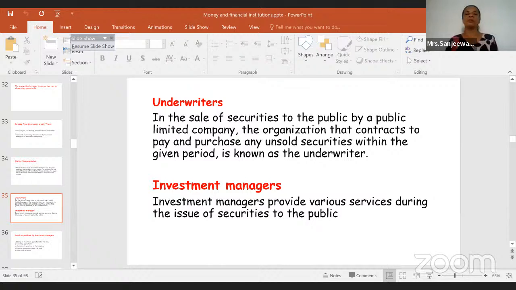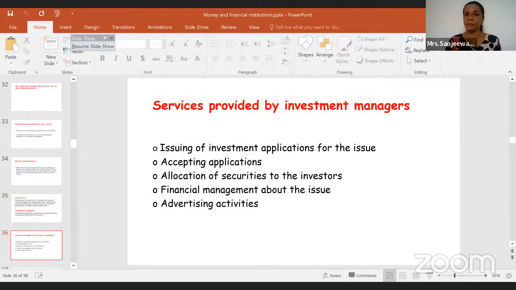All right. So then who are investment managers? Investment managers provide various services during the issue of securities to the public. What are they? They issue investment applications to issue shares. They accept applications, allocate securities to the investors, handle the financial management of the issues, and do advertising activities. These are the services provided by investment managers.